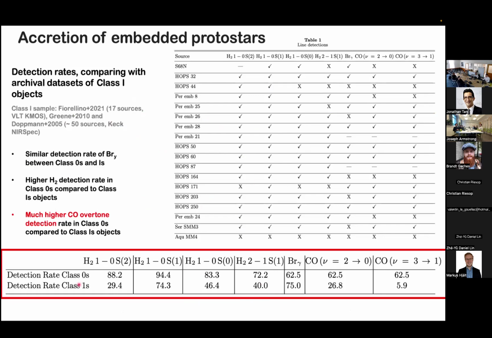So here you have a comparison, for example, of different lines, and comparing detection rates between this class 0 sample with archival class 1. And you can see that the most striking one is the CO overtone emission, corresponding to very dense and very hot inner disk. This emission is much more frequent in class 0, meaning that the class 0 inner disks are much more active.